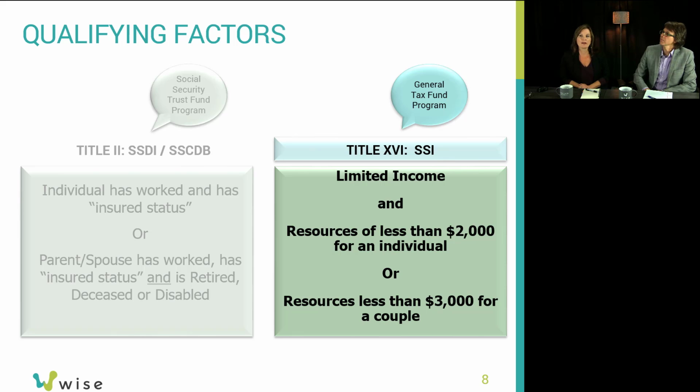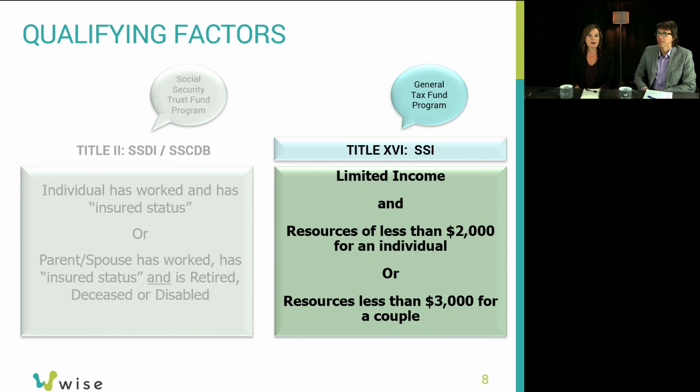How do people qualify for SSI? Because it's a general tax fund program, it does not tap into monies that are in the Social Security Trust Fund. It is defined for people who have limited income and limited resources. In other words, it's for people who are aged, blind, or disabled, who are of limited income or limited resources and don't have a long work history, or someone else who has a work history that they could tap into those Social Security Trust Fund benefits for.